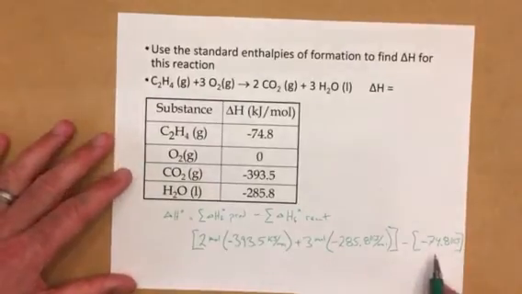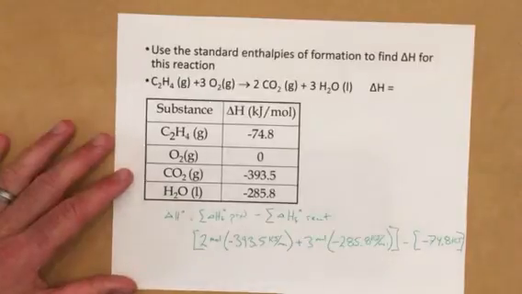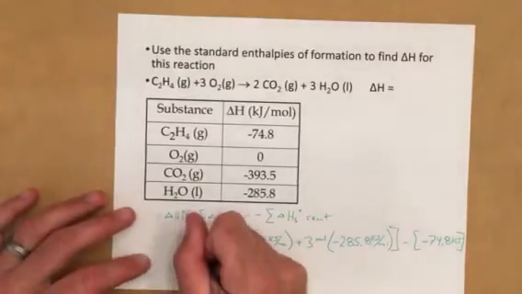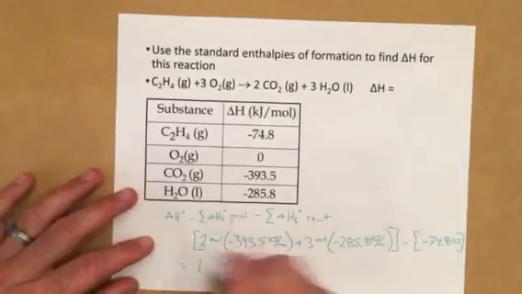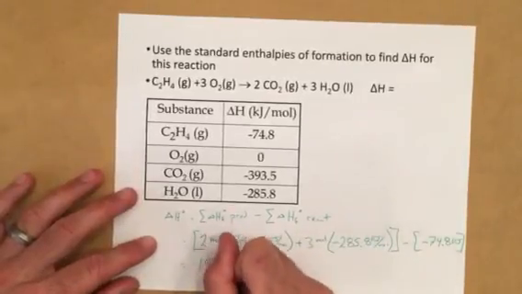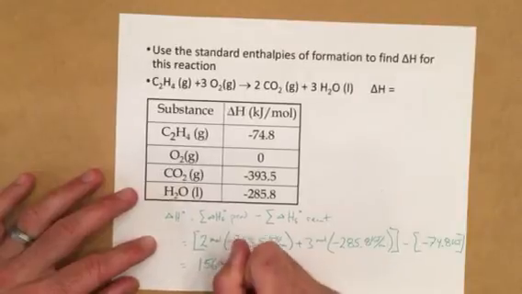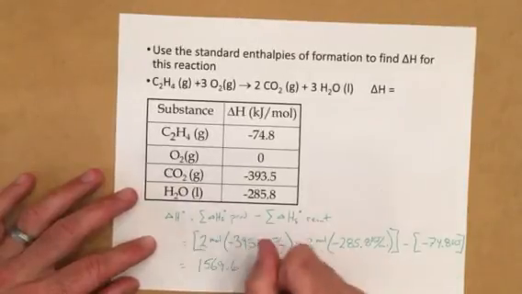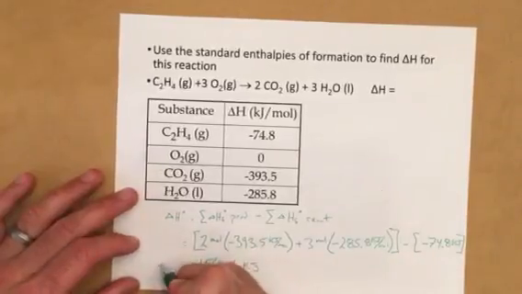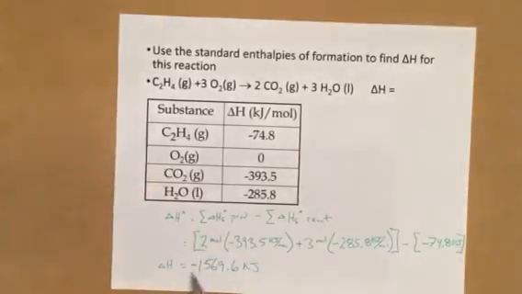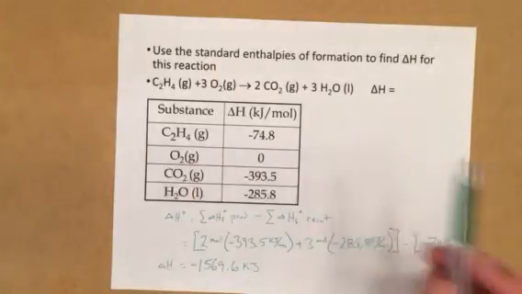And so we'll add these together, and when you do that, you get an enthalpy change for this reaction of 1,569.6 kilojoules, and that will be negative. This is an exothermic reaction. It's a combustion reaction, so it's releasing 1,569.6 kilojoules of heat every time this reaction takes place.